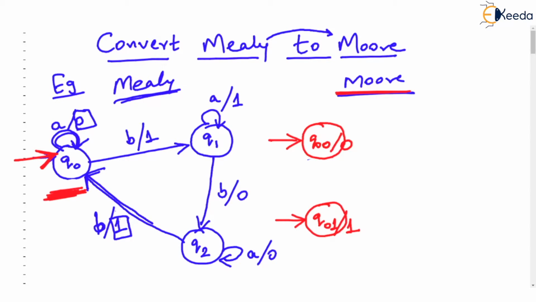Okay, let's inspect Q1 state of Mealy machine. Do you have to split this state also? Let's see. What about Q1 state? Now, out of the incoming transitions to Q1, observe the output labeled is 1. And another incoming transition, observe the output labeled is 1. So all the incoming transitions to Q1 state have output 1. So no issues about Q1 state.